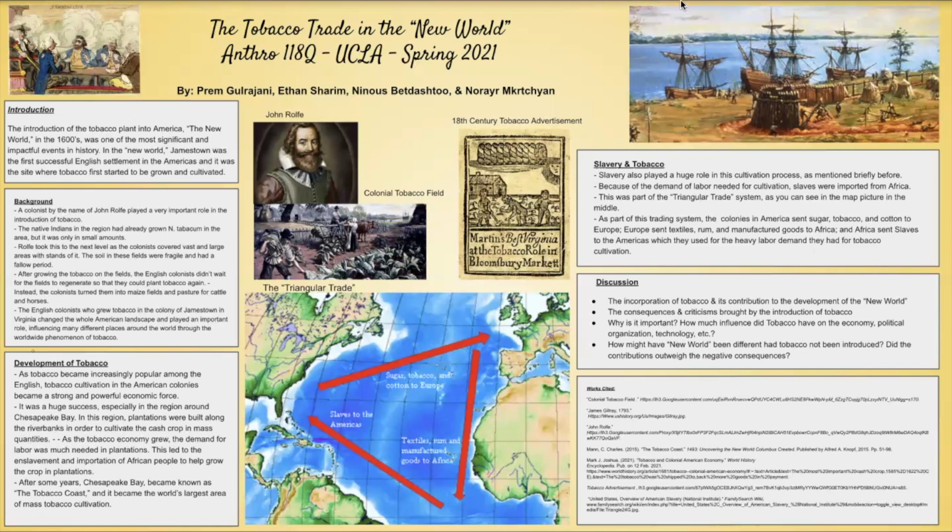As a part of this trading system, the colonies in America sent sugar, tobacco, and cotton to Europe. Europe sent textiles, rum, and manufactured goods to Africa, and Africa sent slaves to the Americas, who were used for heavy labor and the demand for tobacco cultivation.